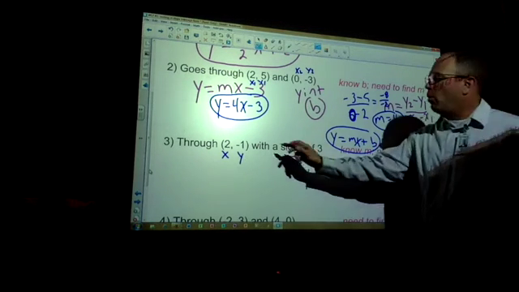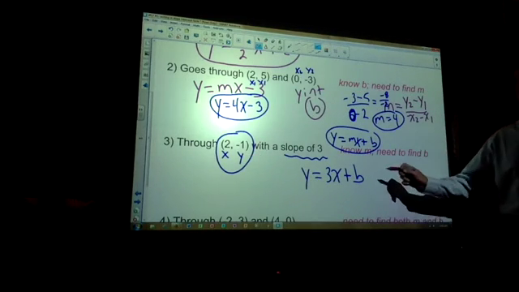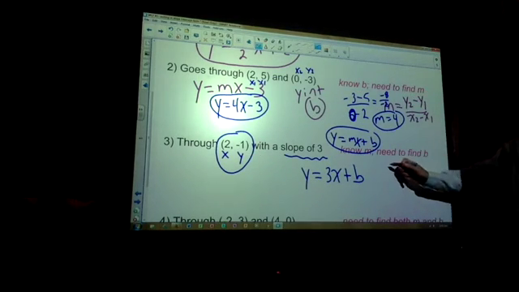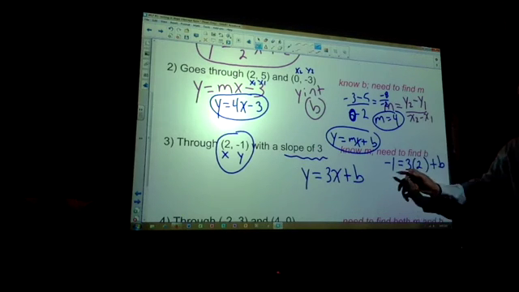I'm going to take my point here and plug those values in. What's my y value from that point? Negative 1. The 3 stays as is. What's going to go in for x? 2. What's my b value? We're trying to find it, right? So I took my equation, I took my x, y values, I plugged them in. Let's do the arithmetic.